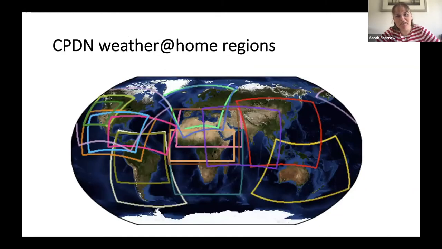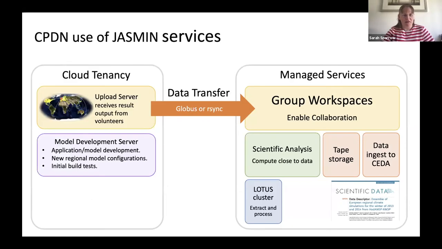As I was saying before, the other main use of this machine is in making new Weather at Home regions. As you can see from this graphic, here are the different regions that we have set up within the model. We're quite prolific at making these regions. I'm not sure that there's very much of the populated globe that we haven't got one of these boxes over yet, but it's really made that process a lot easier having that machine available to us. So that's the model development side of things.